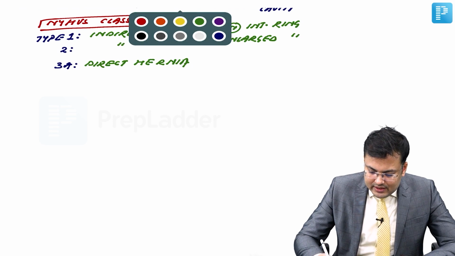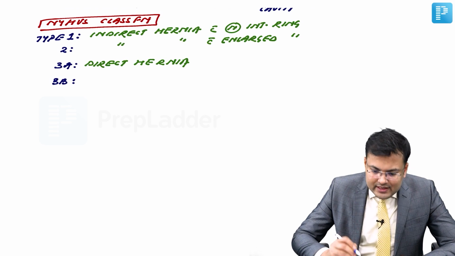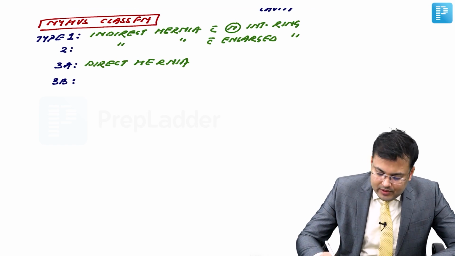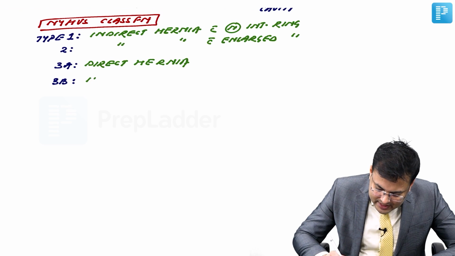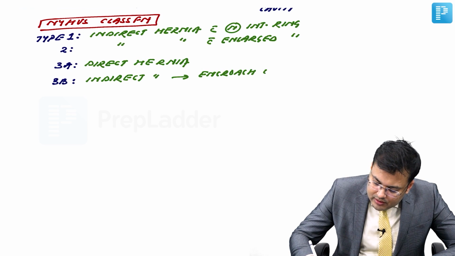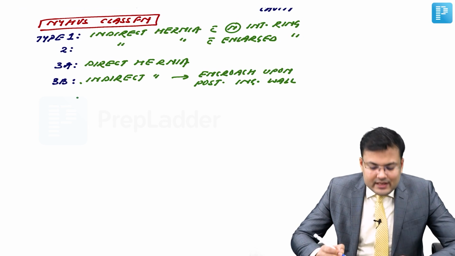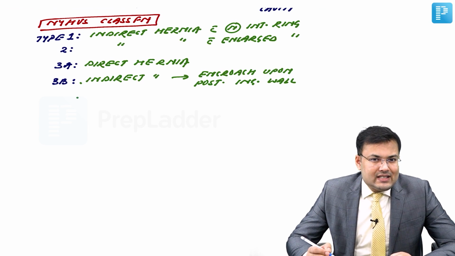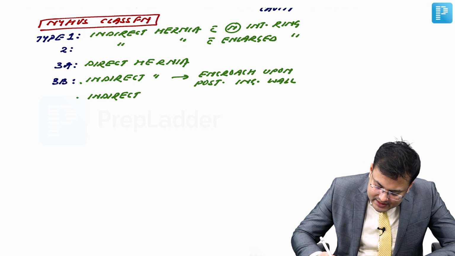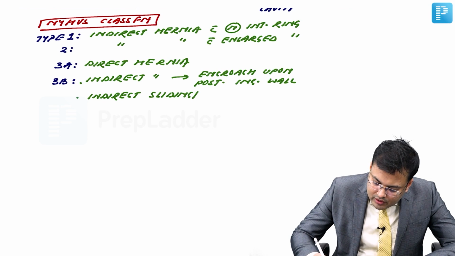Okay, and now see what is included in type 3B. In type 3B, if there is indirect hernia which encroaches upon the posterior inguinal wall. So the patient is having indirect hernia and this hernia encroaches upon the posterior inguinal wall. Second type which is included here is indirect sliding or scrotal hernia.